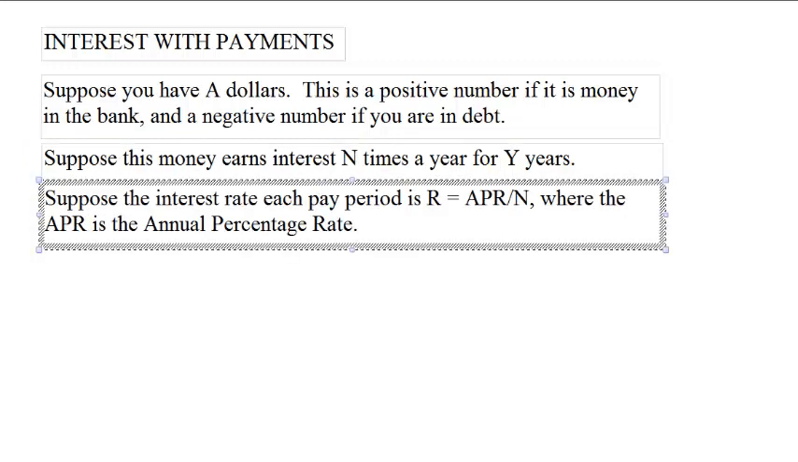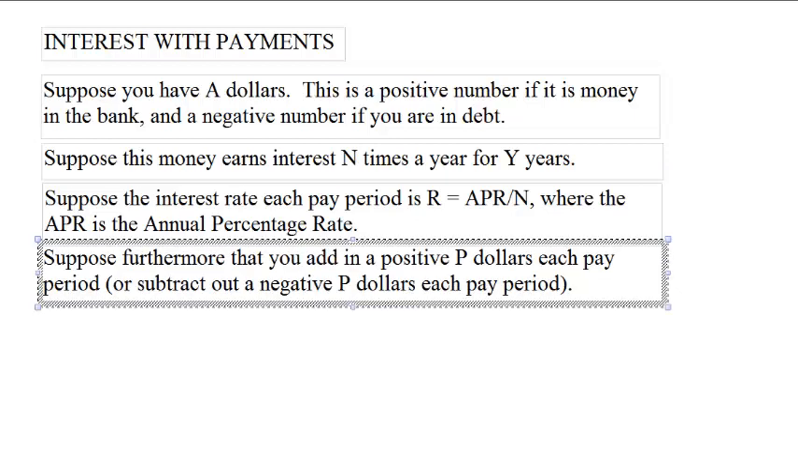Now, every one of those pay periods we get a certain amount of interest. Whenever they advertise a CD rate at the bank or a credit card, they always give you the APR, the annual percentage rate, and that is the interest over a full year. But you don't get your full interest every pay period. If they're giving you interest 12 times a year, you get 1/12 of your interest each time. So this is very important. You have to convert the APR from a percent into a decimal and then divide it by n.